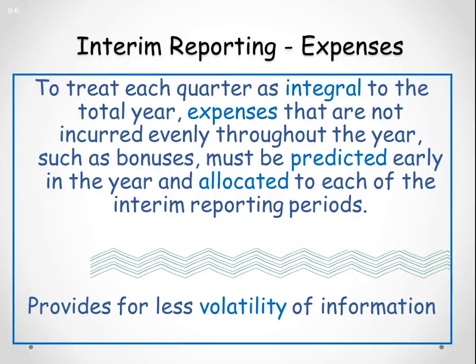Now, let's take a look at interim reporting as a whole. What we have to remember is we use the integral approach, which means that we have to allocate our costs over time. An example would be if you pay bonuses in December, what you have to do is prorate it through the year and not wait until December to book it, because otherwise it makes your information volatile. What you want to do is leave the volatility of your financials to when something actually really happens.